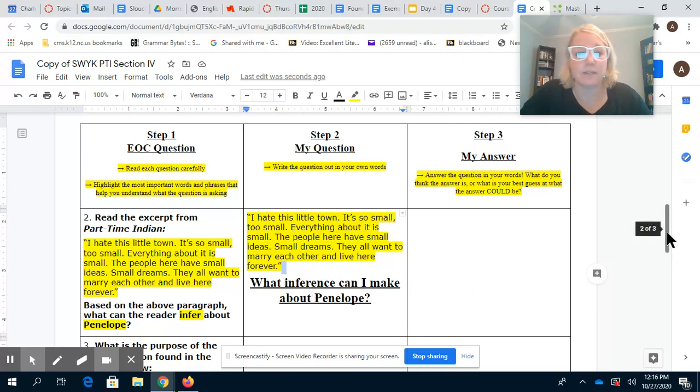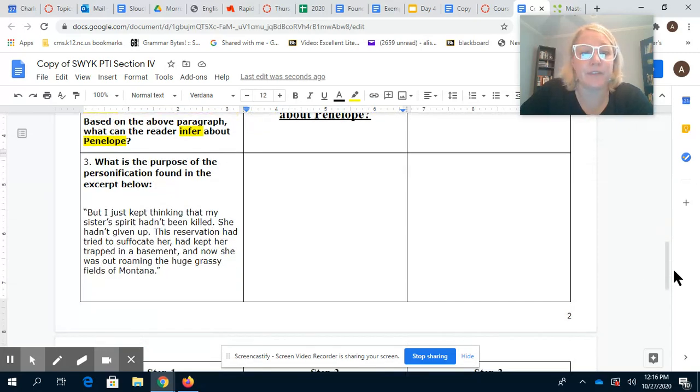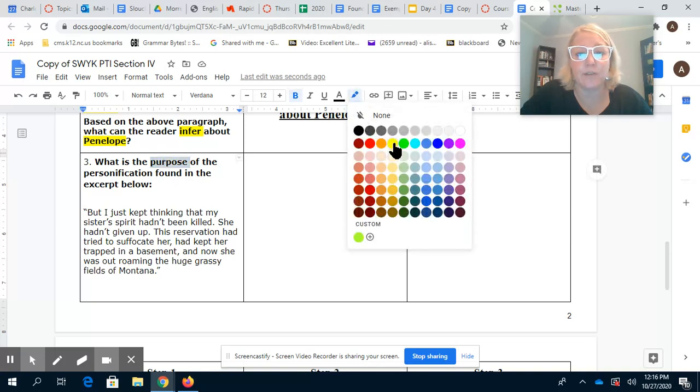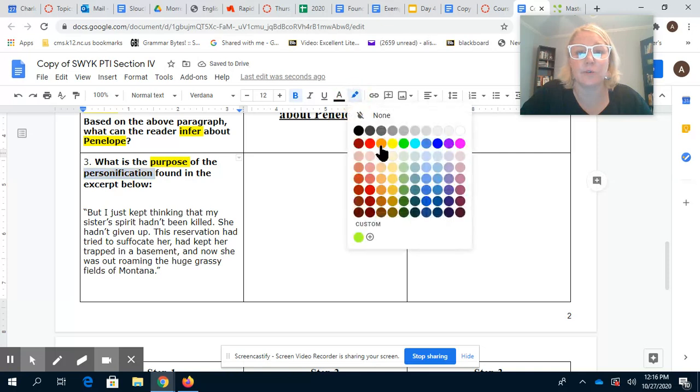Okay. Number 3. What is the purpose of the personification found in the excerpt below? So hopefully you guys are already saying to yourselves, oh, I know what personification is. Yes, that's right. That's when an author gives human characteristics to non-human things. All right. So to highlight, what is the purpose? Like, why would the author do that? What is the purpose of the personification in the quote?